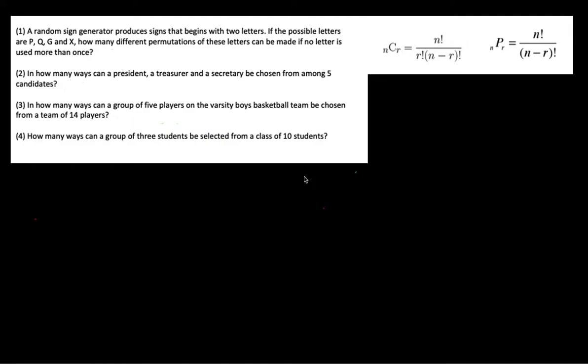Hey math kids, today we're going to look at combinations and permutations in the context of story problems.